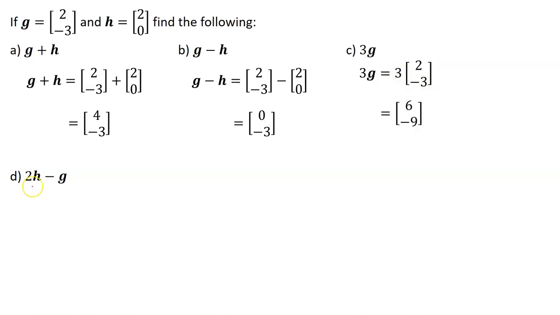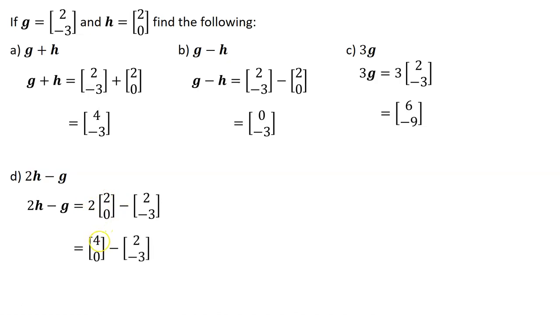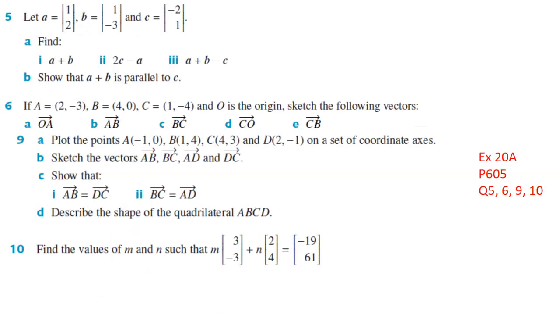Here I've got some multiplication and subtraction. Gives me this. Just like in algebra, I'm going to evaluate the multiplying part first. So that gives me 4, 0. Then I have 4 minus 2 is 2, and 0 minus -3 is +3. Okay, have a go at these 4 questions now. Pause the video while you do it. Make sure you mark your work.